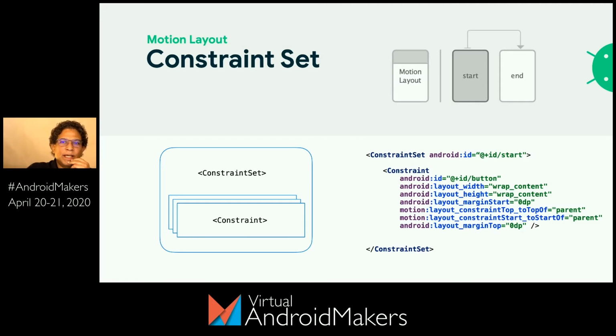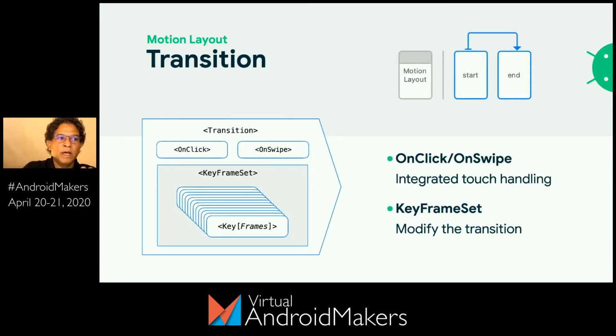What's inside of a constraint set? A constraint set will have actually the constraints very much like the constraints you would see inside of a layout file. It'll have like the layout width, layout height, a layout constraint at top of top or whatever. You know, the typical kinds of stuff you see in a constraint in layouts, in constraint layout.